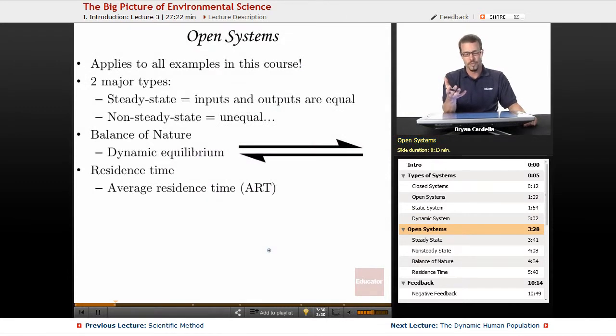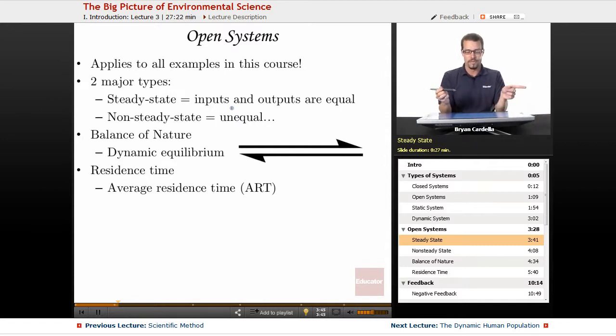All right, open systems. When we talk about systems in this course, it's going to be open. So it does apply to all the examples that are going to come up. And there are two major types of open systems. With a steady state open system, the inputs and outputs are equal. So you can think of it this way. If there's a forest that somebody owns, it's their property. If they cut down a tree to use for lumber or whatever, and they plant a tree to replace it, that is a steady state system. For every tree we subtract, we add another one. So in the long run, the inputs and outputs even out.